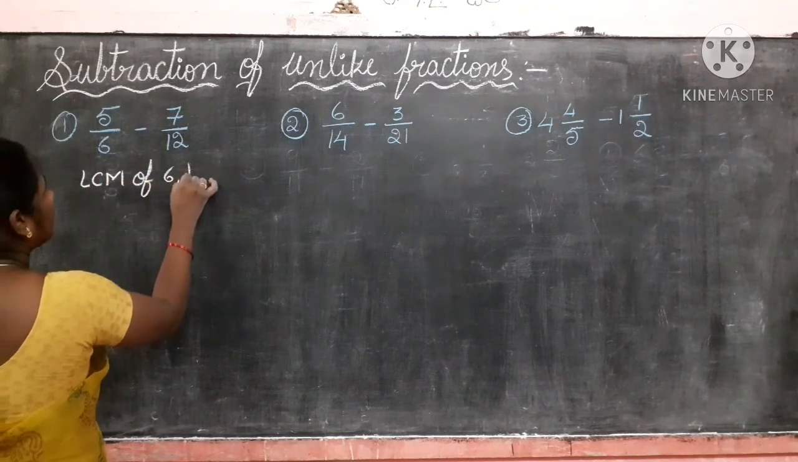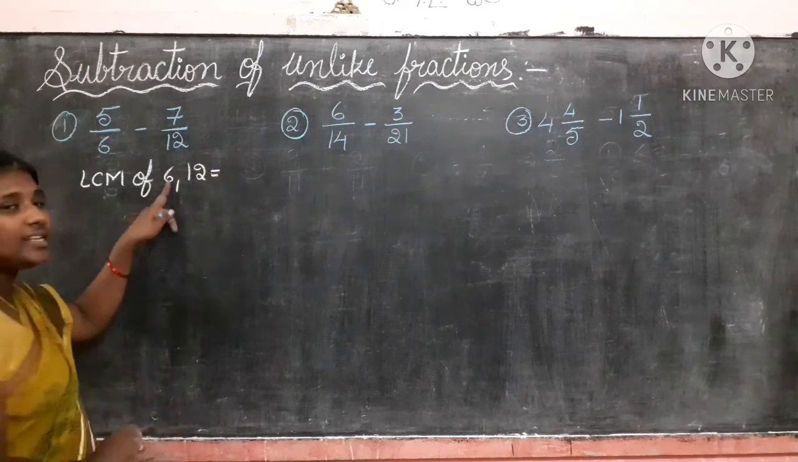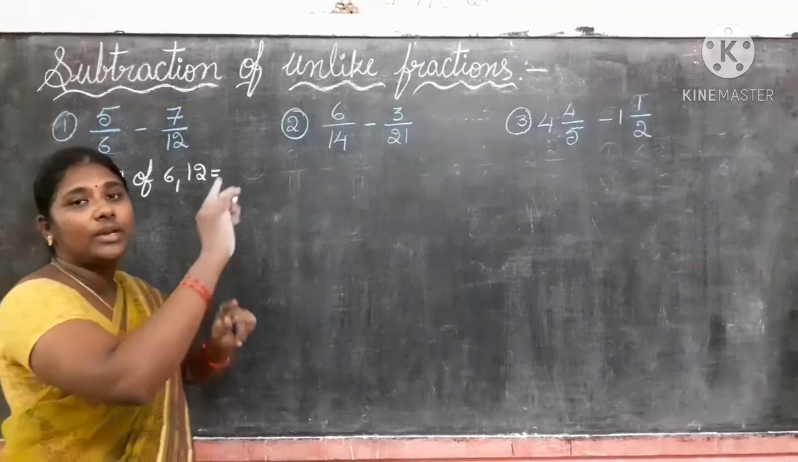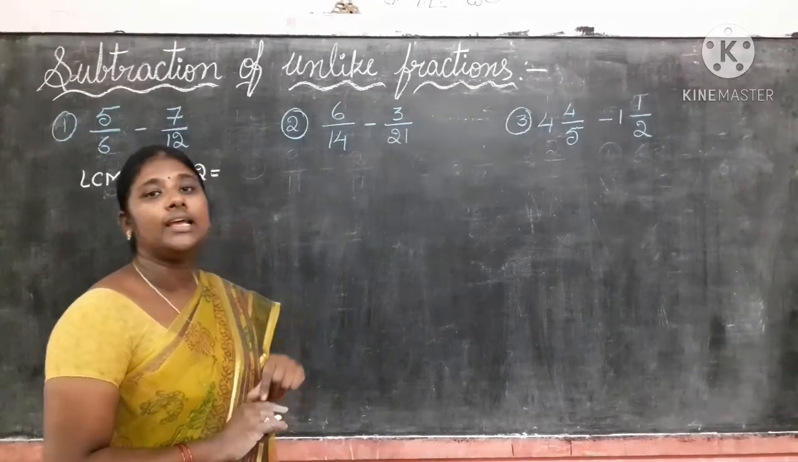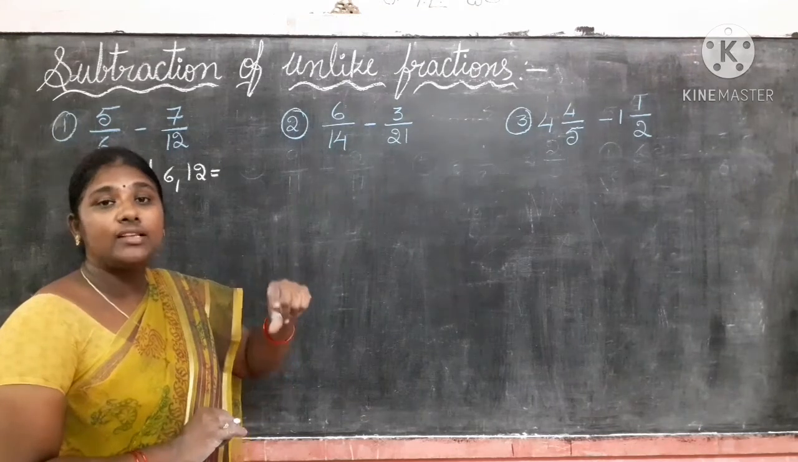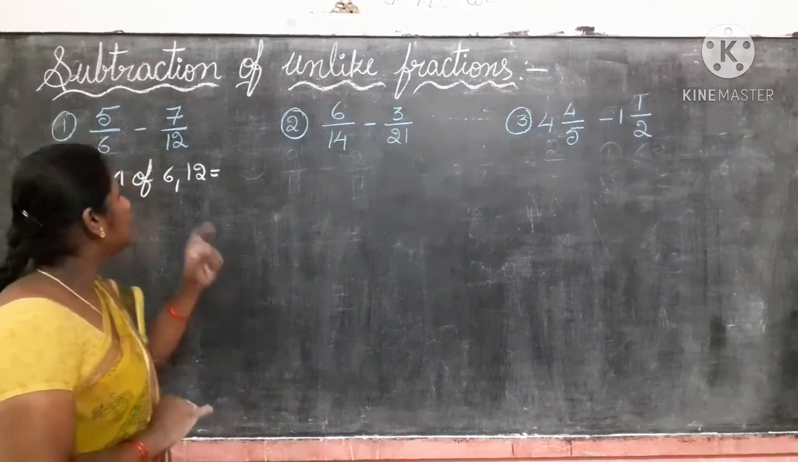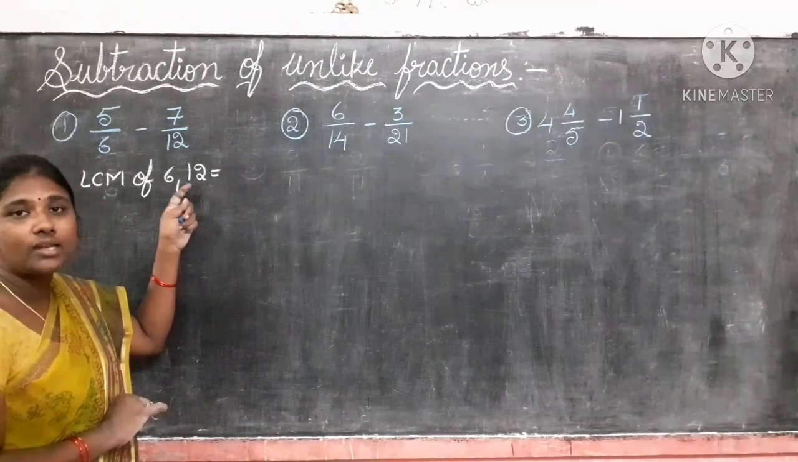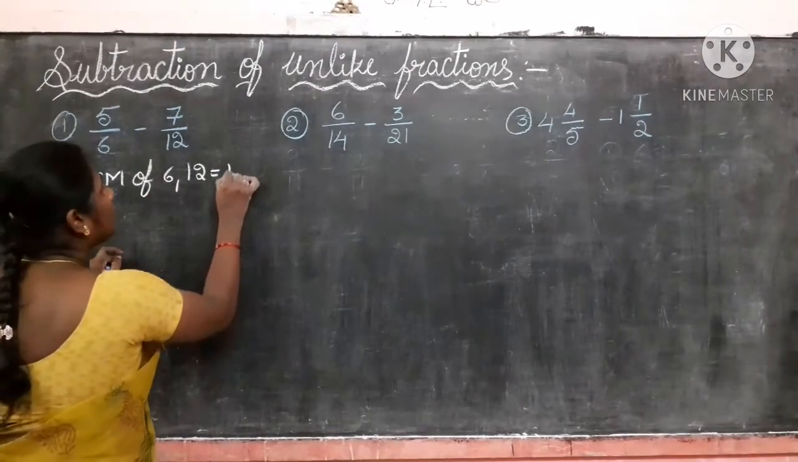If you observe here, 6 and 12, 6 is a factor of 12. If one number is a factor of the other number, then the bigger number is the LCM and the smaller number is the HCF. So here 6 is a factor of 12. So what is the bigger number here? 12. So LCM is 12.